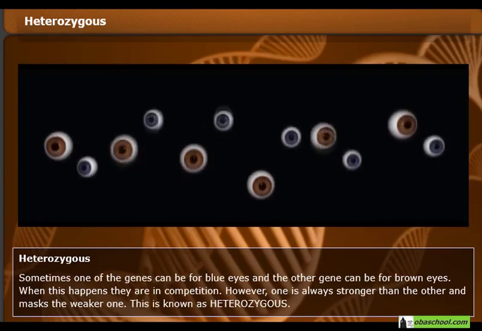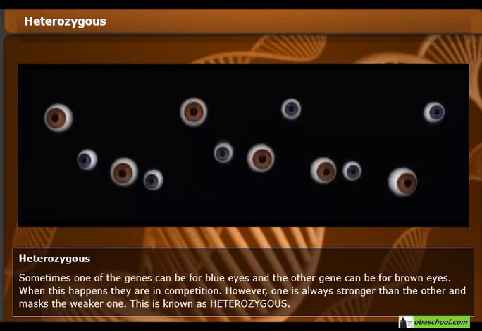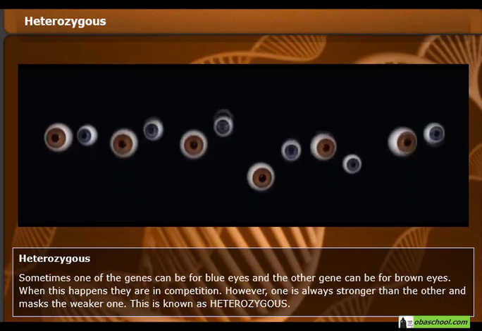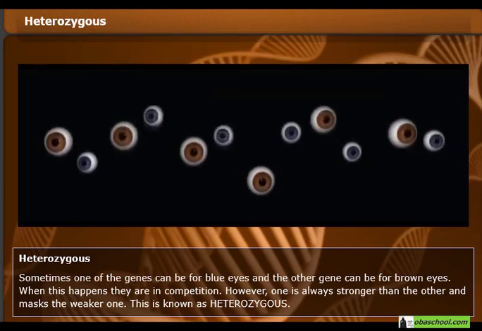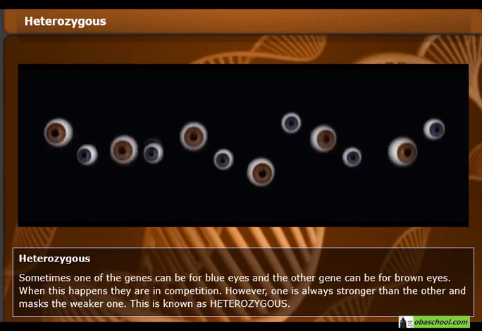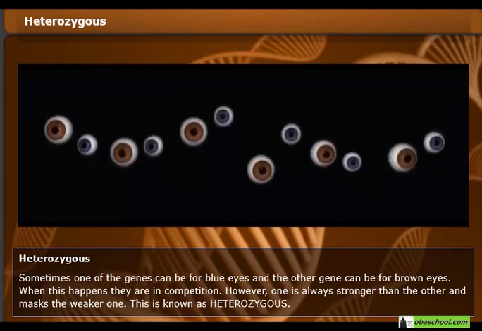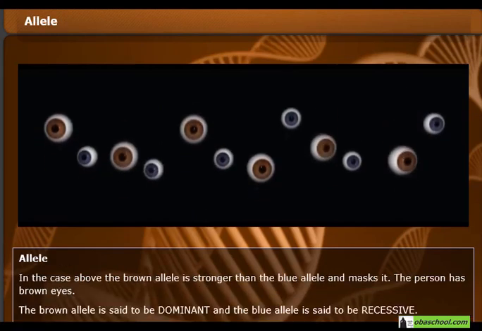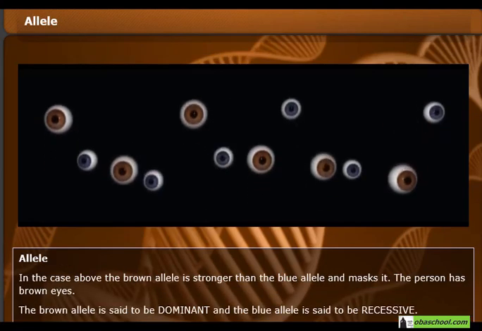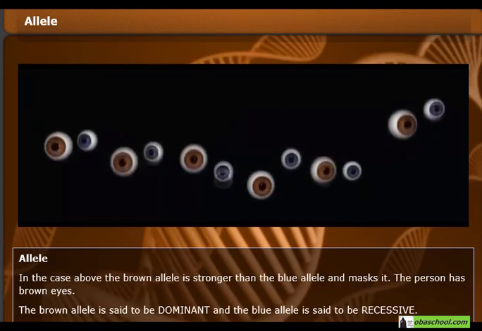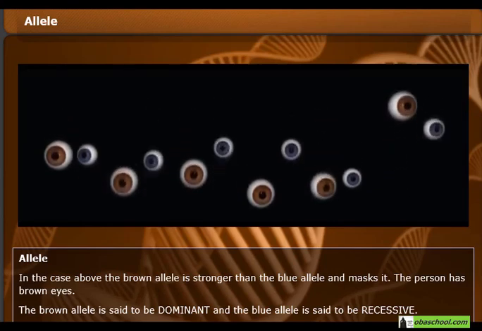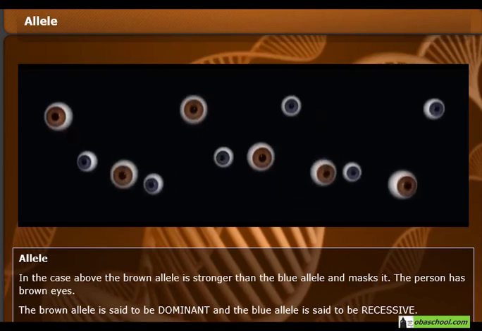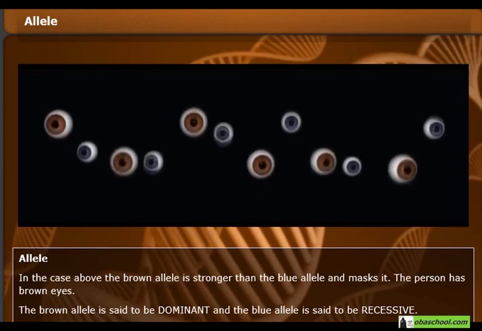Heterozygous. Sometimes one of the genes can be for blue eyes and the other gene can be for brown eyes. When this happens, they are in competition. However, one is always stronger than the other and masks the weaker one. This is known as heterozygous. In the case above, the brown allele is stronger than the blue allele and masks it. The person has brown eyes. The brown allele is said to be dominant and the blue allele is said to be recessive.